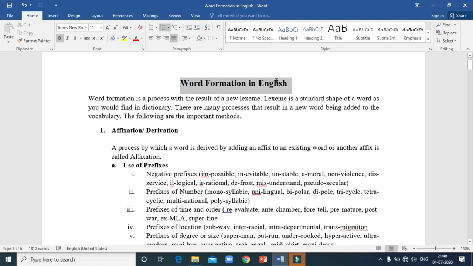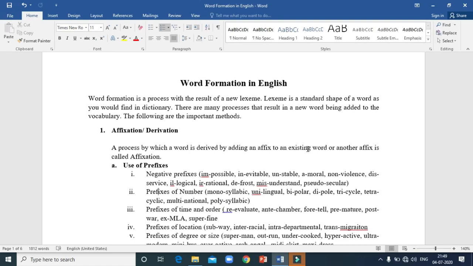So this is quite an elaborate topic. We'll be discussing the different methods, the different processes that result in new words being added to the vocabulary. So in History of English Language, you have already learned about the language families and how English as a language came into being. We learned about different stages of the development of English.